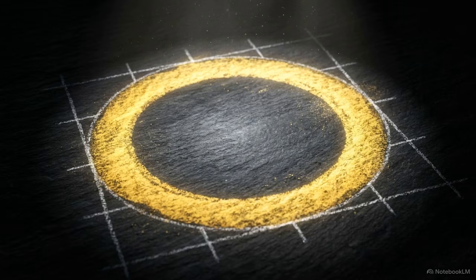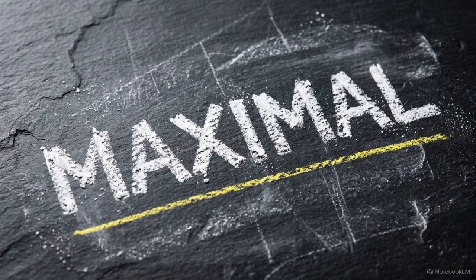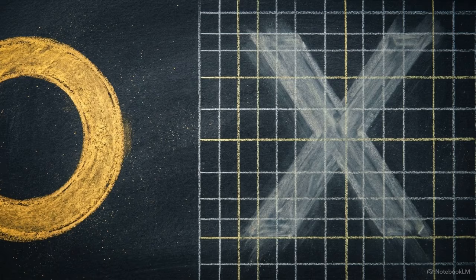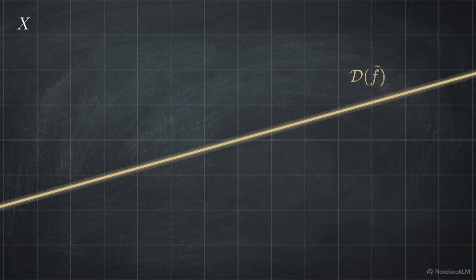But we have to be precise here. In the context of Zorn's lemma, maximal only means the functional cannot be extended any further within our specific set of rules. It does not automatically prove that this maximal domain actually covers the entire space X. Look at this maximal domain. To prove it covers everything, we assume the opposite.